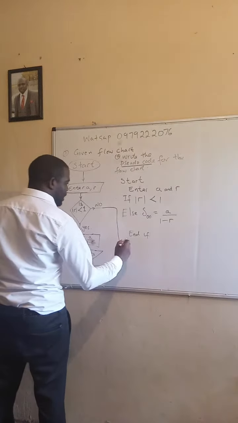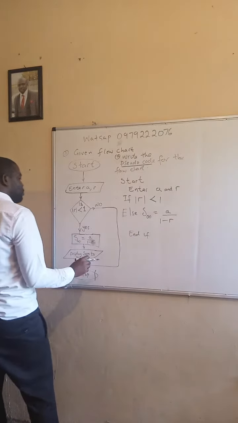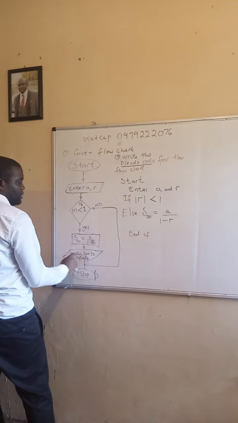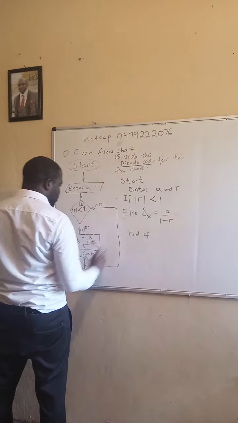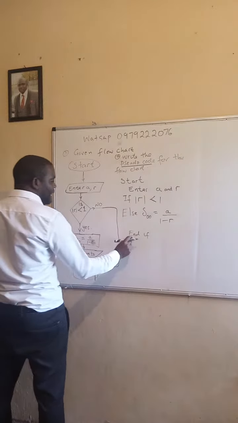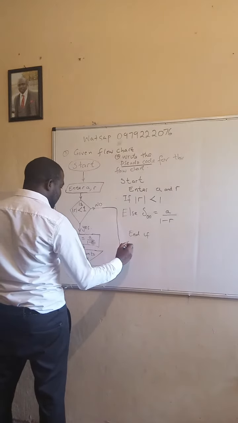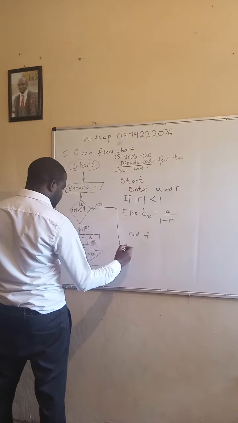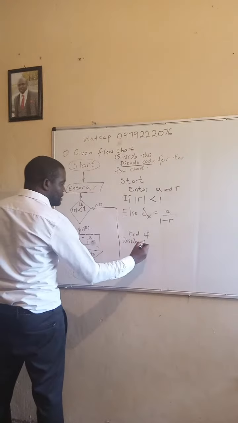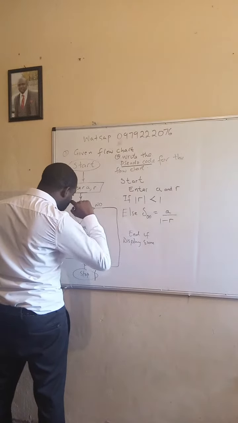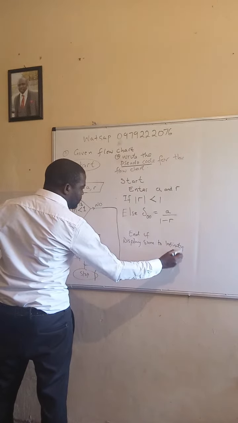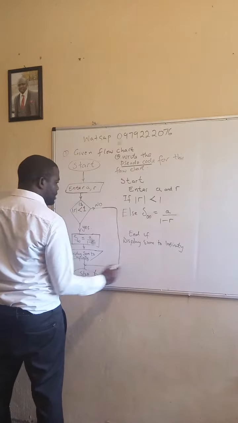And once you put end if, why do you put end if? Because you are at the last. Where is this display? It also means output. So you put end if because you are at the end. The second last box, you always put end if. So end if display sum to infinity, and then stop.